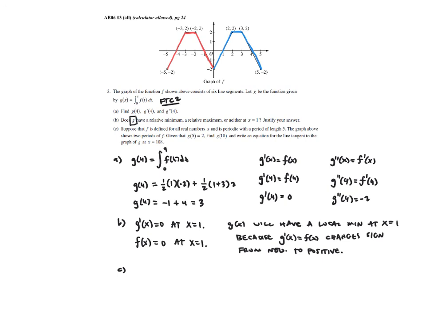Given that g of 5 is 2, find g of 10 and write an equation for the line tangent to the graph of g at x equals 108. So let's take a look and determine how we're going to do this. Now, the fact that f is periodic with a length of 5 means something very interesting in this case.